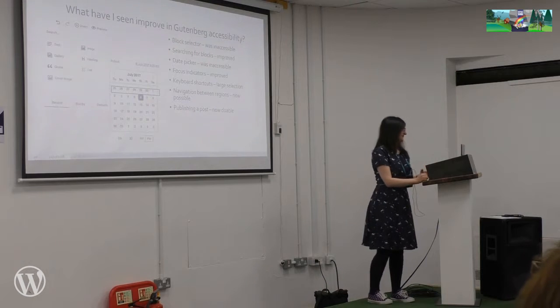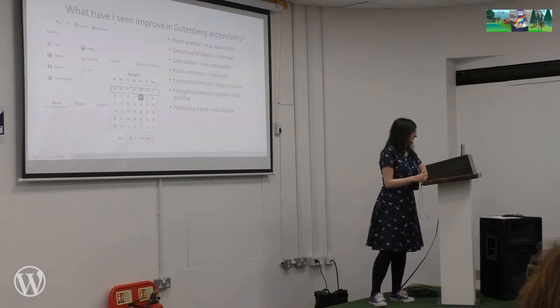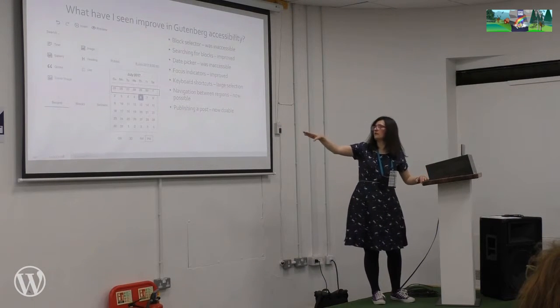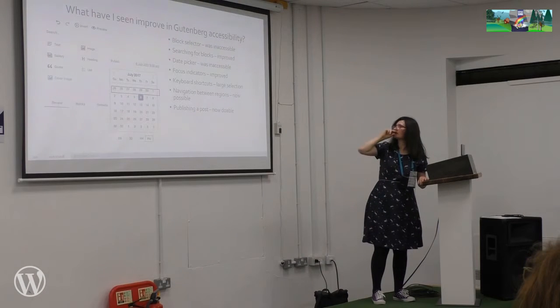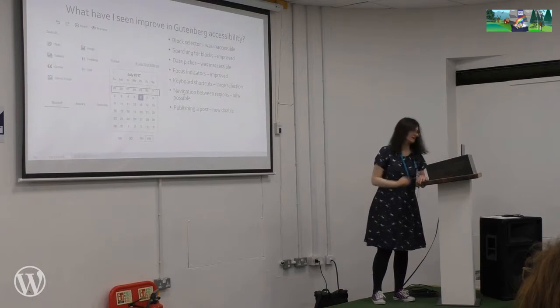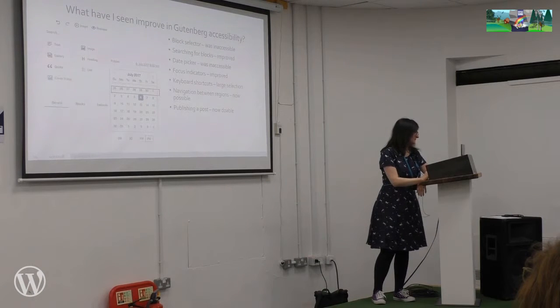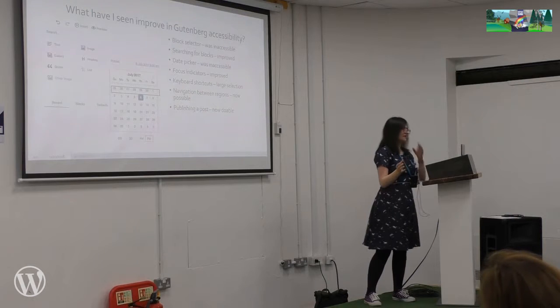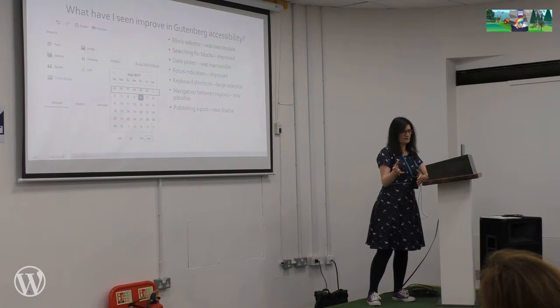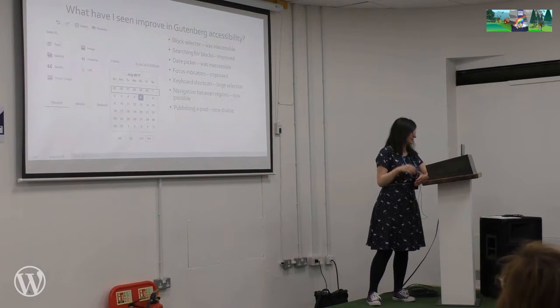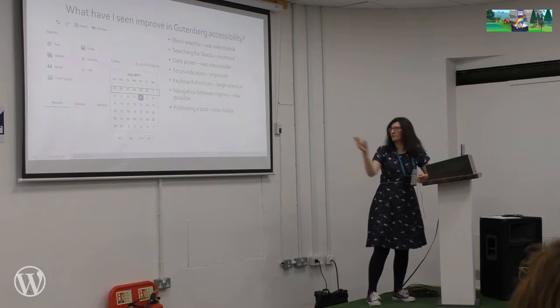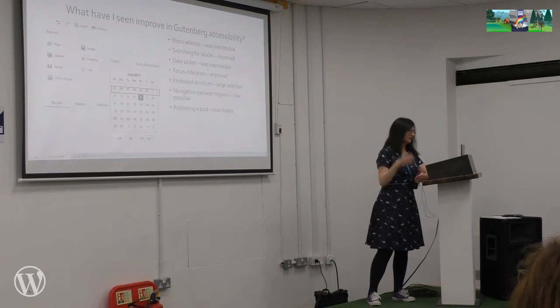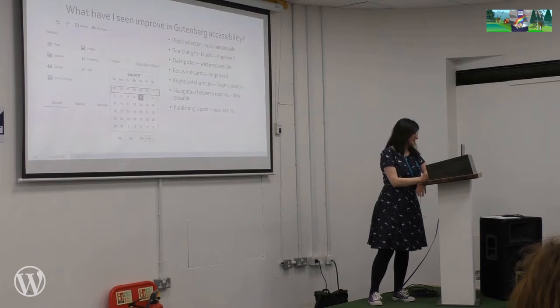Some of the things that I've noticed have improved: if you look on the left, we've got a couple of earlier prototypes. On the block selector, it was not possible to use the keyboard only. A lot of people with disabilities can only use the keyboard, people with motor disabilities or people with visual impairments. And it wasn't possible to navigate beyond the blocks that you saw there. So there were a lot of unavailable things.